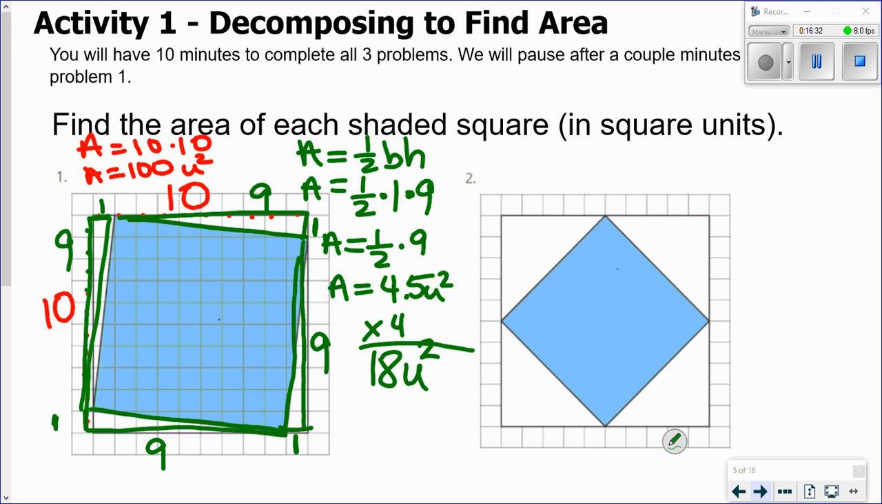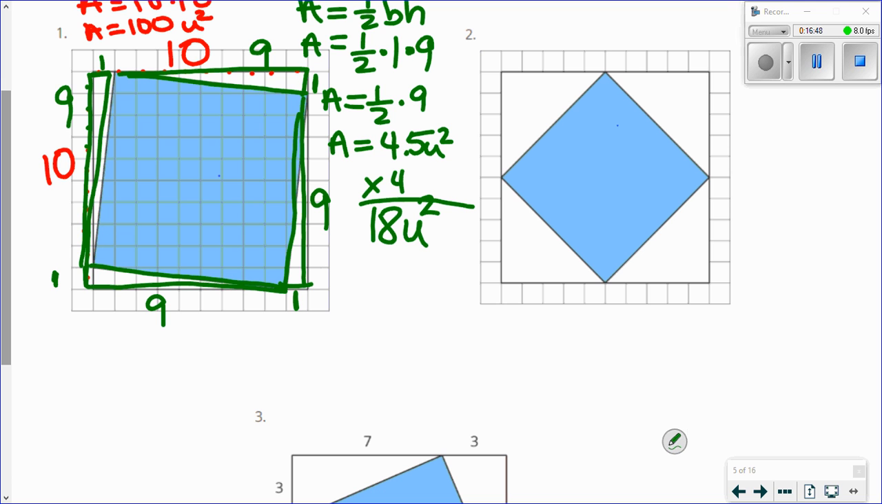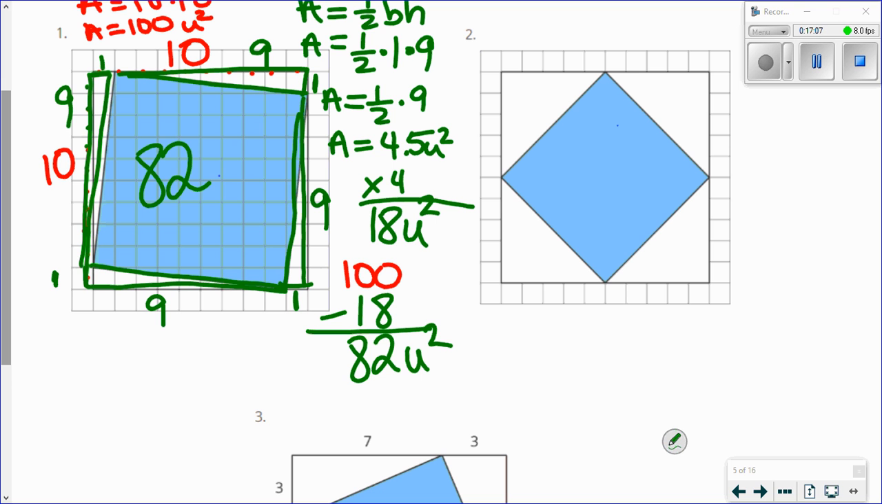The entire figure is 100 square units. So I want the blue space inside, so again, I'm going to need to take 100 square units and subtract 18 square units from it. So I'm going to take my total space of 100 and subtract that negative space, those triangles that I don't need from it. And when I subtract the 18, I get 82 square units. So my blue space inside here is 82 square units for its area.